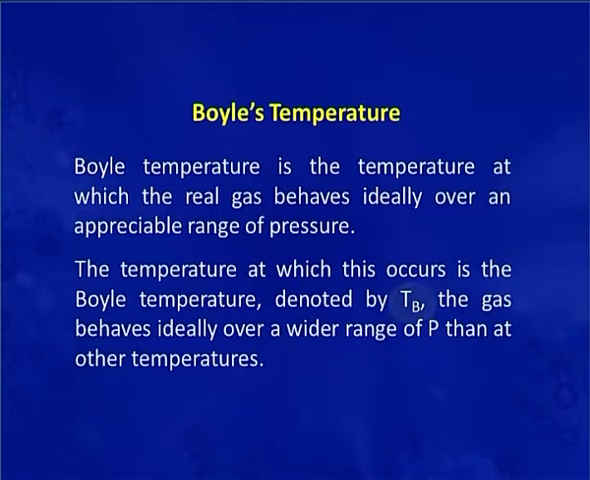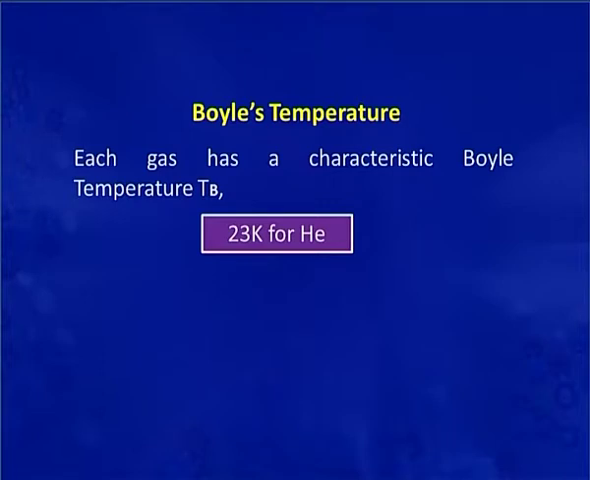It is denoted by TB. The gas behaves ideally over a wider range of pressure than at other temperatures. Each gas has a characteristic Boyle temperature, like helium. For helium, it is 23 Kelvin.